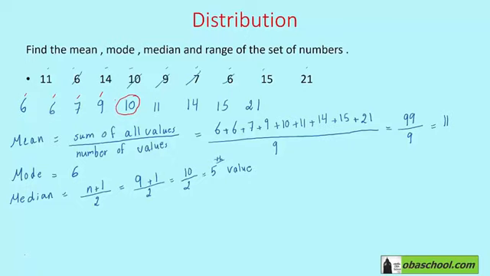Now finally, we need to find the range. The range is the greatest value minus the smallest value. And so it is going to be 21 minus 6, and that would be 15. So 15 is the range, and that would be the end of this video.